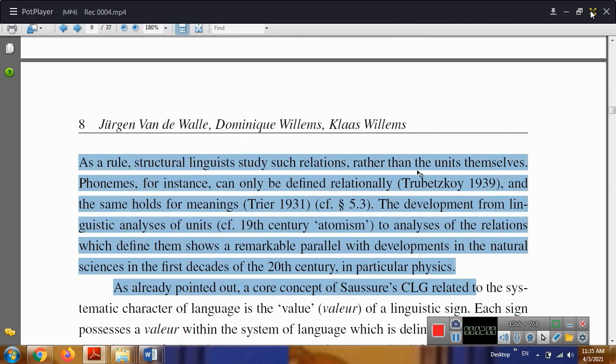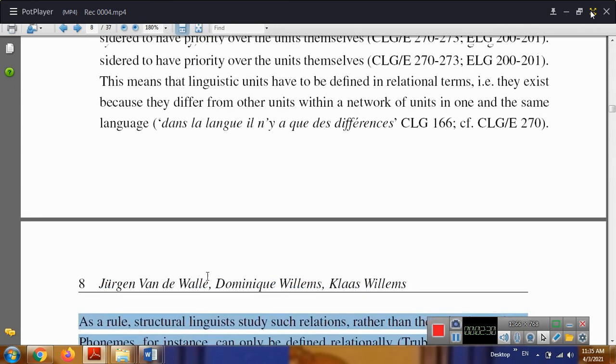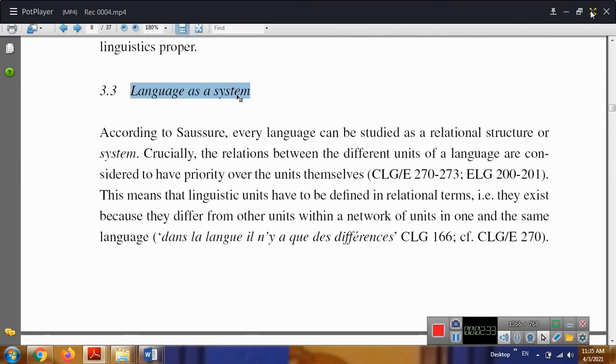As a rule, structural linguistics studies such relations rather than the units themselves. Phonemes, for instance, can only be defined relationally, and the same holds for meaning. The development from the linguistic analysis of units, as you know, in 19th century atomism, to the analysis of the relations which define them shows a remarkable parallel with developments in the natural sciences in the first decade of the 20th century, in particular physics.